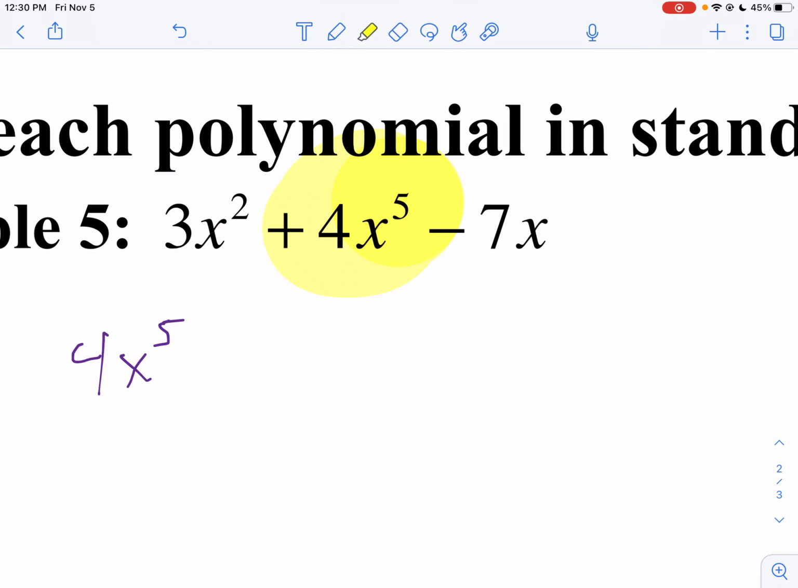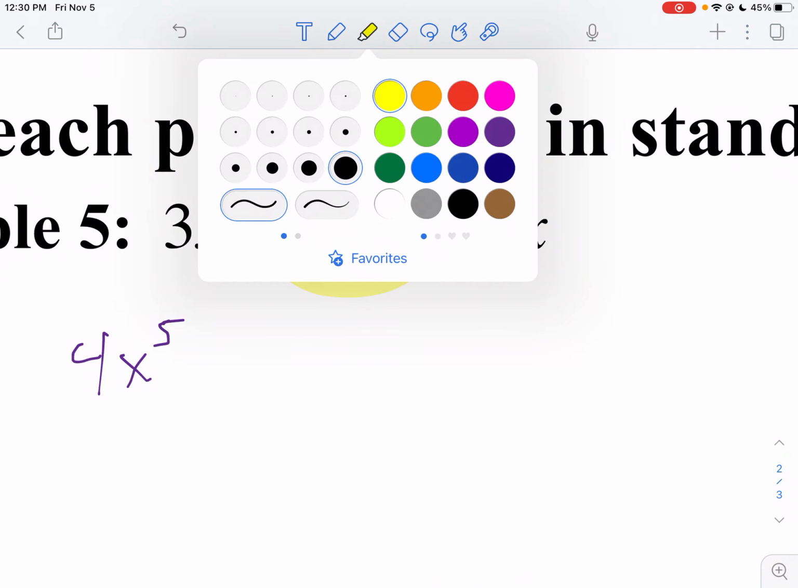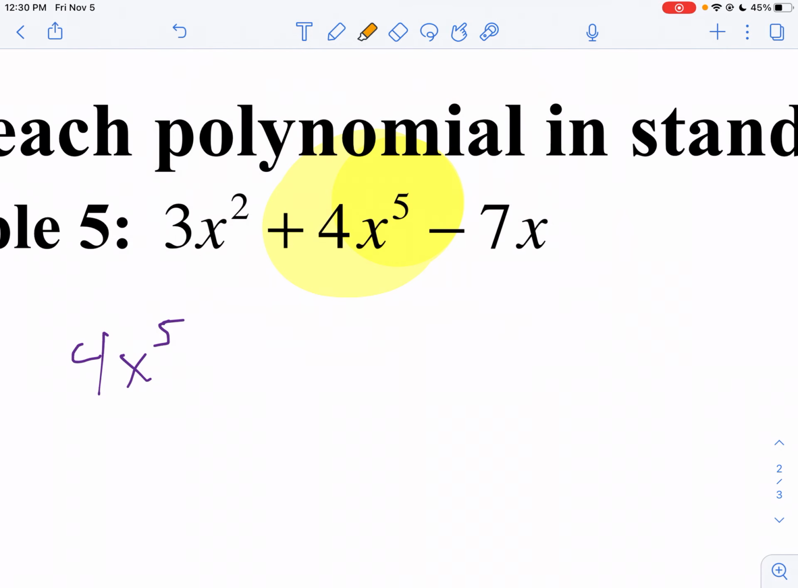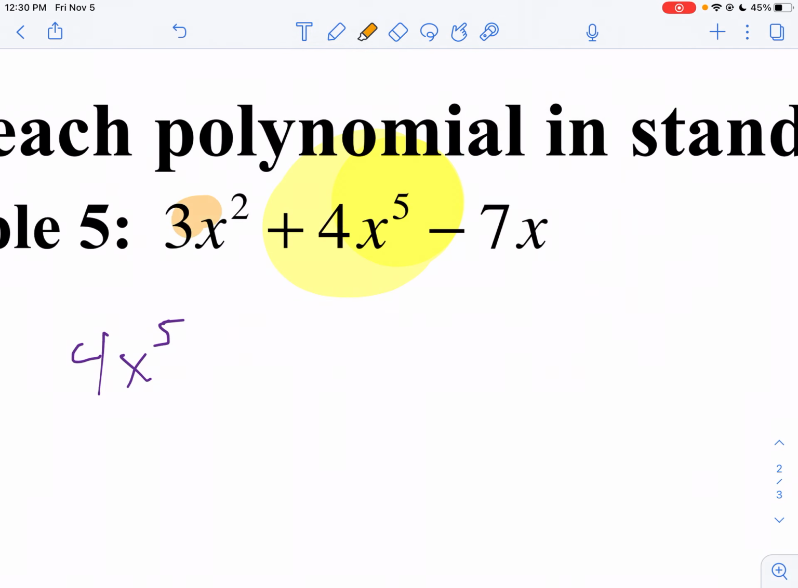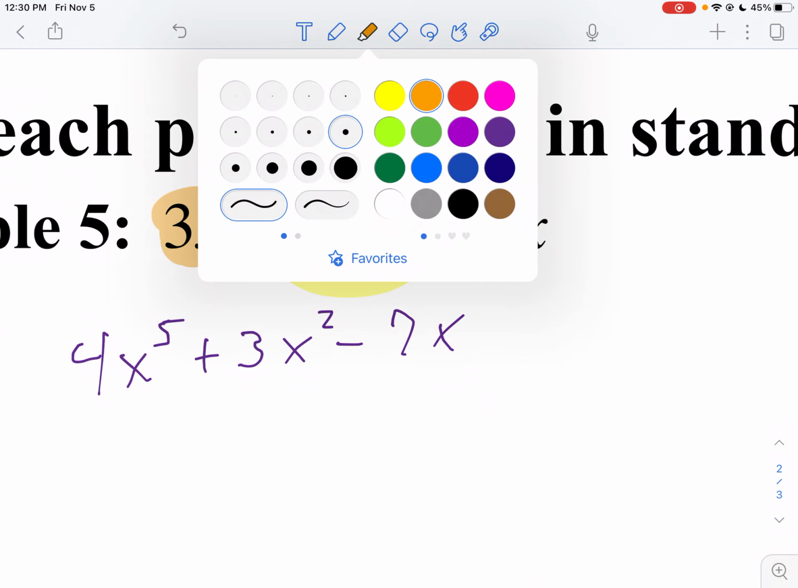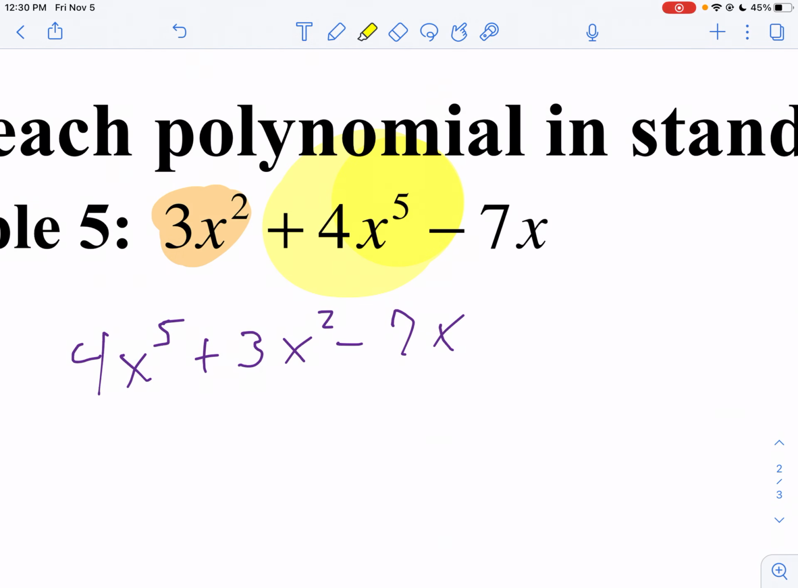Then what comes after 4x to the 5th? What's the next biggest one? I'm going to switch colors here so you can see that. I'm also going to make it a little bit thinner. So my next one is 3x squared. So I'm going to say plus 3x squared, then minus 7x. So now that I got this in order, my leading coefficient is the coefficient of my first term. So my leading coefficient is 4.